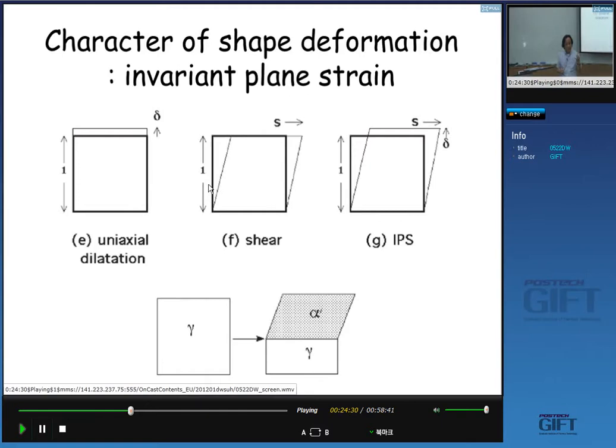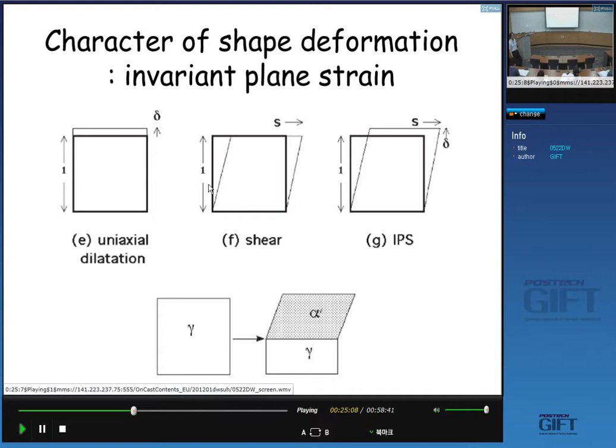There are three kinds of invariant plane which accompany the deformation. You can define three types of deformation which have an invariant plane. The first one is uniaxial dilatation. Just pull this cube and you can see this bottom plane will be invariant, right? That is, that plane is not affected by the deformation.